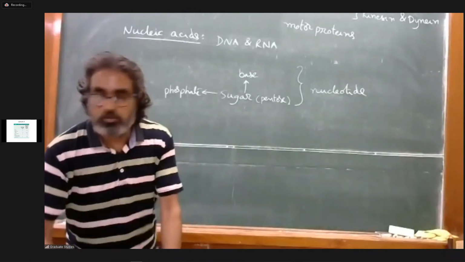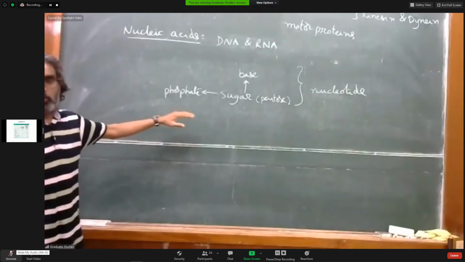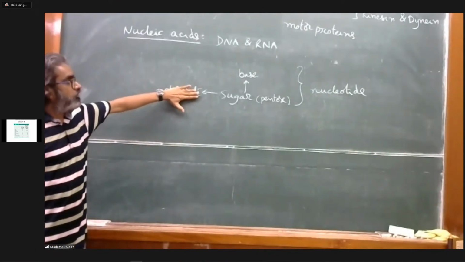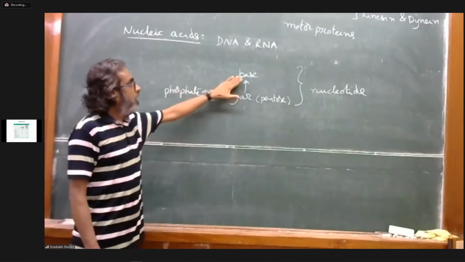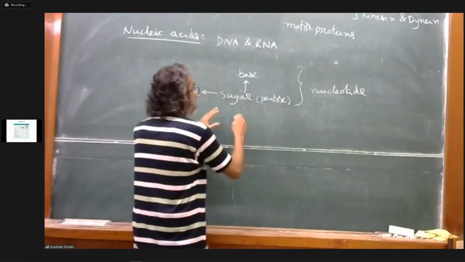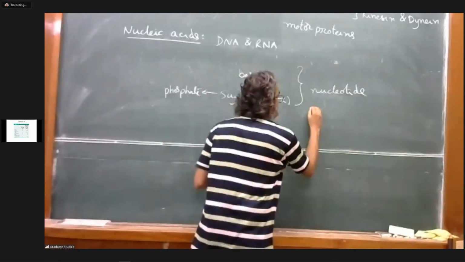Okay, so this is the base structure of a nucleotide. If we don't have a phosphate, only sugar plus base, that is called a nucleoside.